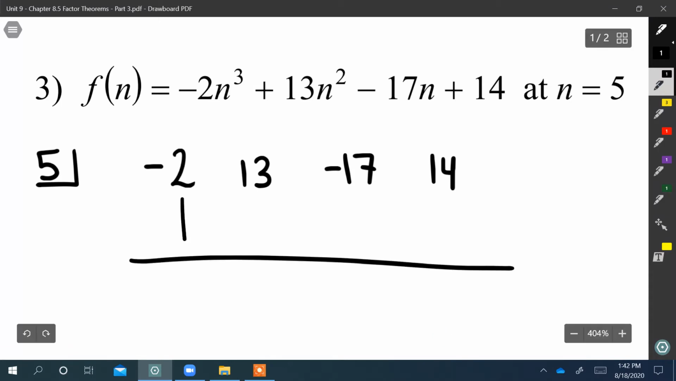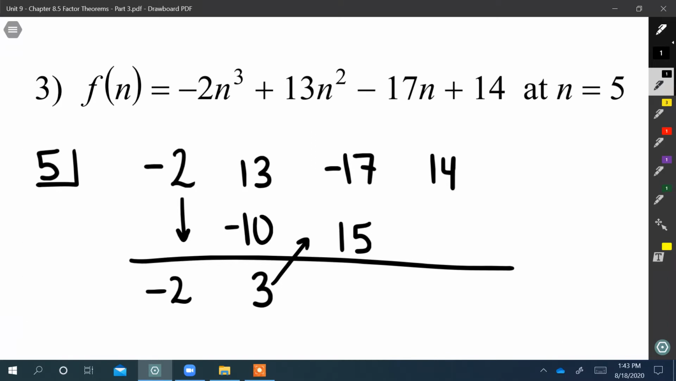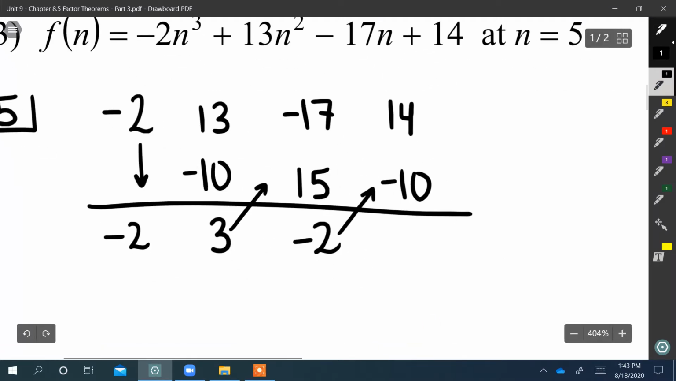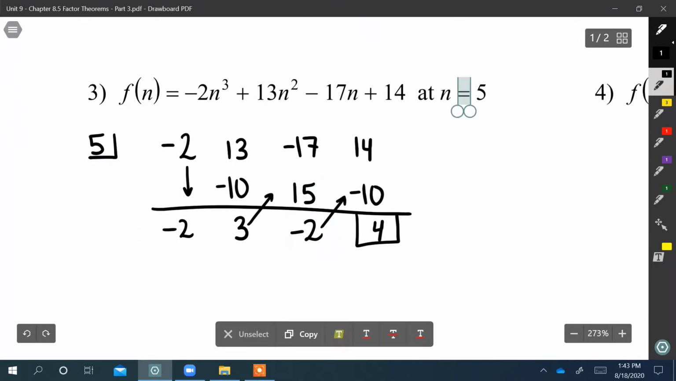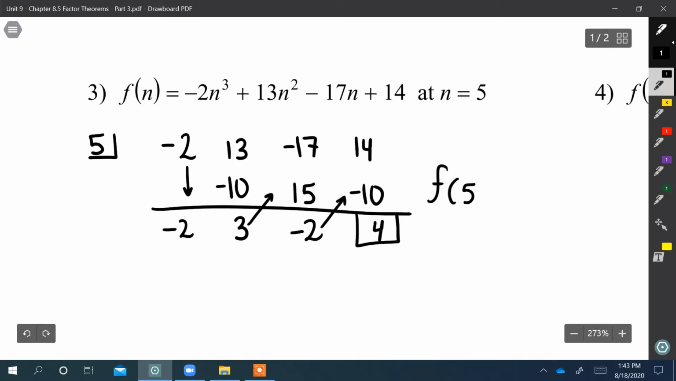Now I'm going to bring the -2 down. 5 times -2 is -10. 13 plus -10 is 3. 5 times 3 will be 15. Negative 17 plus 15 will be negative 2. Now 5 times negative 2 will be negative 10. My final answer will be 14 plus negative 10, which is 4. So if I want to write the answer, f of 5 will equal 4. That is by using synthetic division.